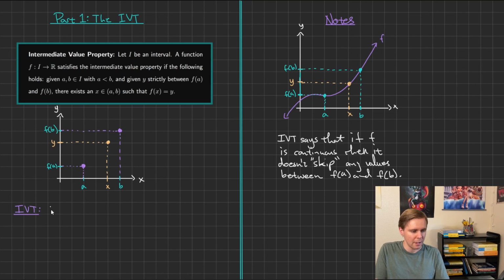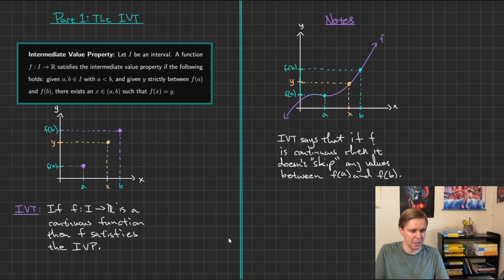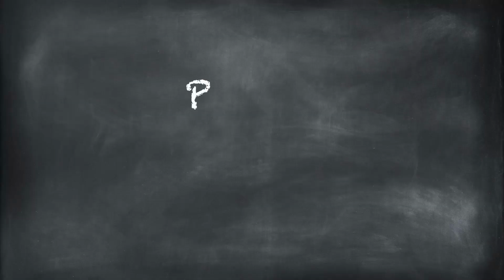It goes like this. If f from some interval to the real numbers is a continuous function, then f satisfies the intermediate value property, which I will write as IVP. And there is our intermediate value theorem written sort of precisely. Now that we have that, we're ready to look at the converse of this statement and get into the motivation for Conway's base 13 function.